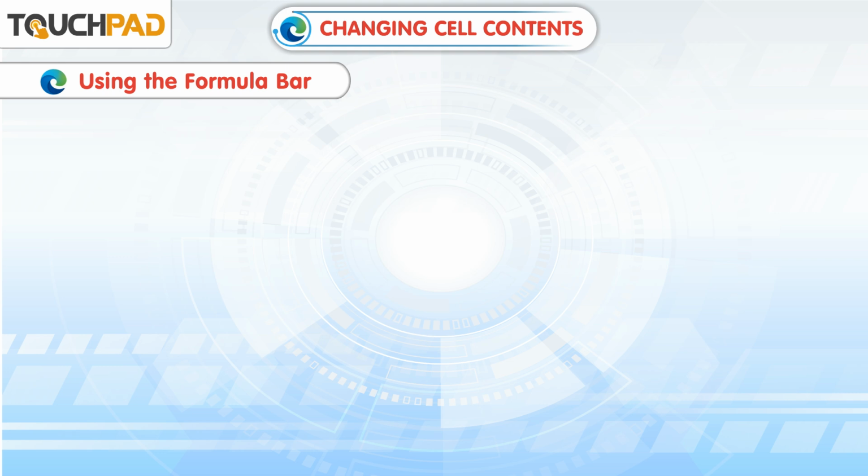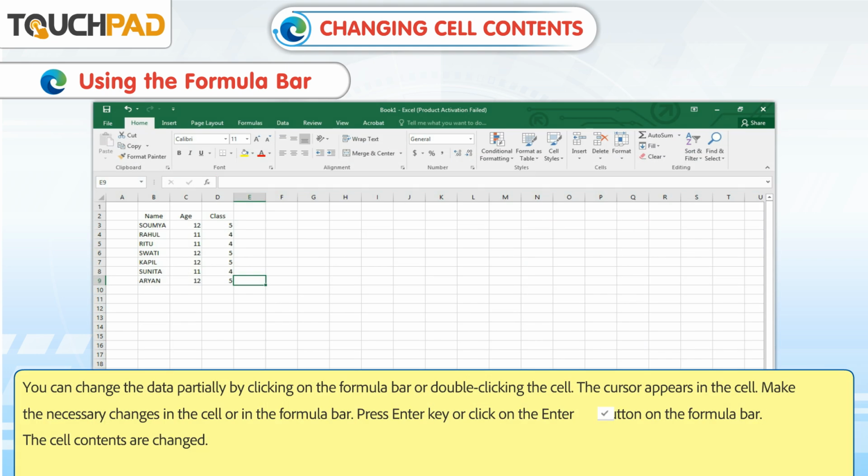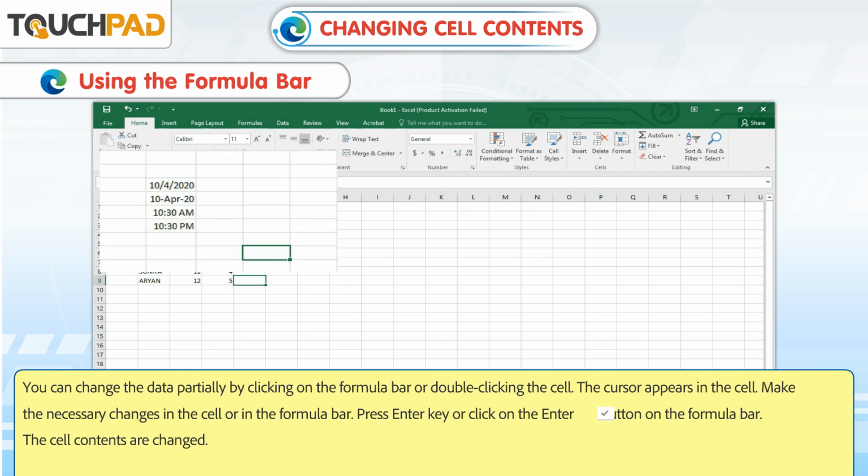Using the formula bar. You can change the data partially by clicking on the formula bar or double-clicking the cell. The cursor appears in the cell. Make the necessary changes in the cell or in the formula bar. Press Enter key or click on the Enter button on the formula bar. The cell contents are changed.